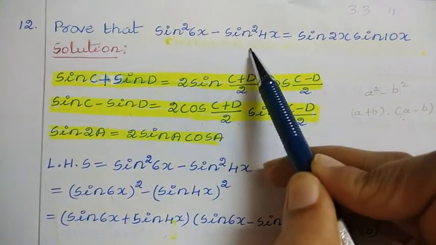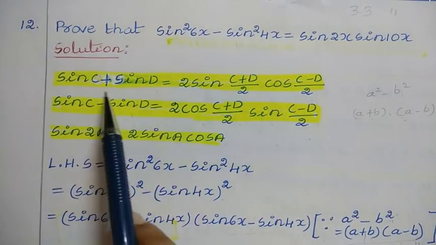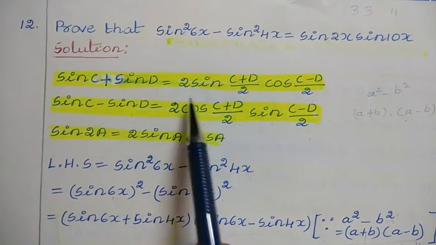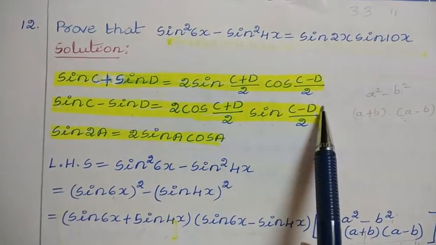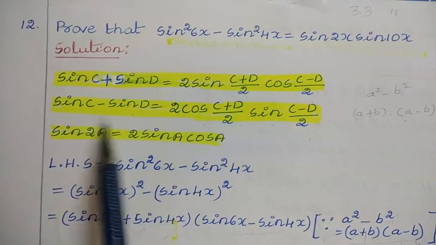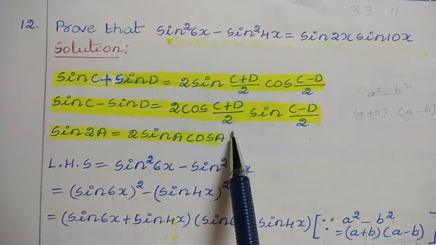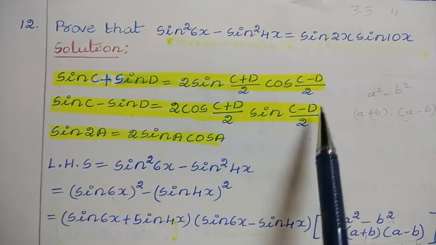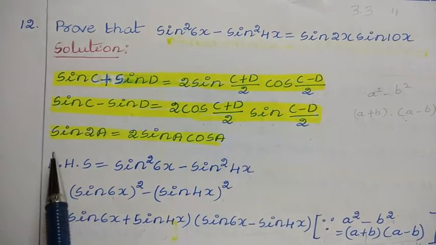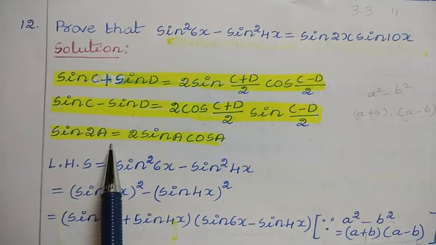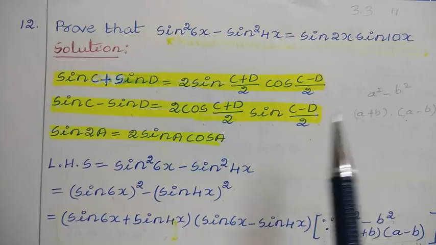So this shows that we have to use the formula: sine c plus sine d is equal to 2 sine (c plus d) divided by 2 into cos (c minus d) divided by 2. And sine c minus sine d is equal to 2 cos (c plus d) divided by 2 into sine (c minus d) divided by 2. And along with this, you have to use the double angle formula also: sine 2a is equal to 2 sine a into cos a. So now let us solve the problem.